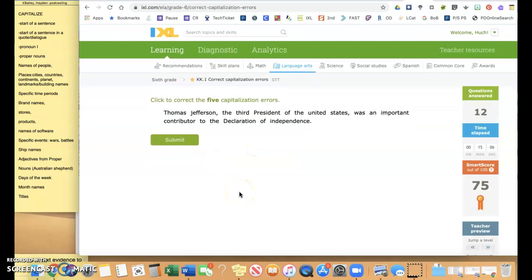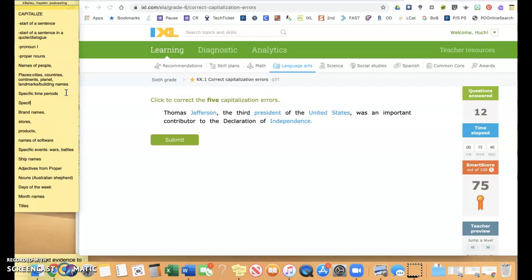Thomas Jefferson, the third president of the United States, was an important contributor to the Declaration of Independence. Jefferson, capitalized. His name is Thomas Jefferson. You have to capitalize it. President, not capitalized because it's a job. United States is our country, so country names are capitalized. Declaration of Independence should be capitalized because it is a specific document. So let's add that on. It's like a title to a specific document. Okay, 5. So I have 1, 2, 3, 4, 5. Good.